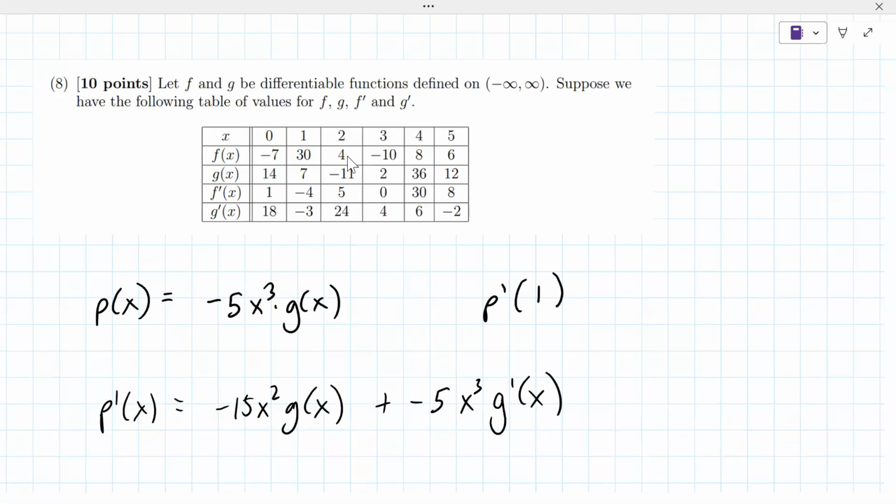Wait, I just plug in 1 for the negative 15x squared, right? That's right. x is 1. That's what this notation means. Okay, and then g of 1, 7, plus.